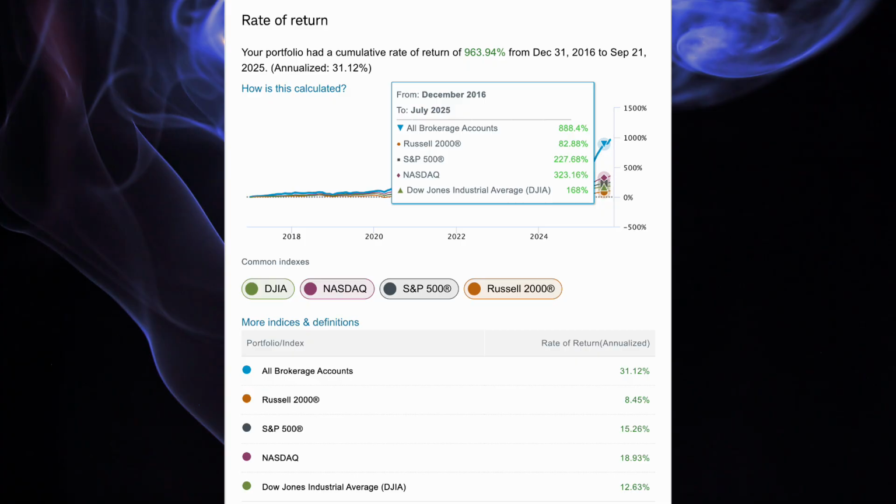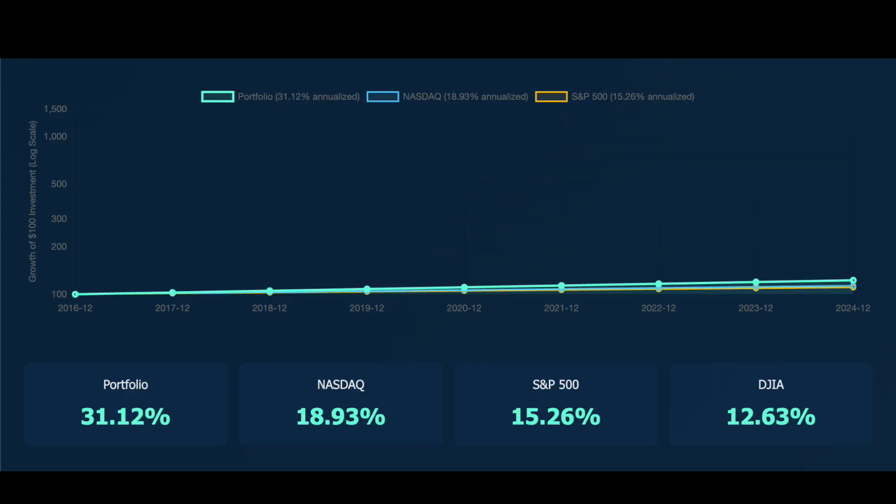But numbers in isolation can be misleading. The real question is, how does this performance compare to taking a different level of risk? As you can see, this portfolio significantly outperformed all major market benchmarks. It beat the Nasdaq by over 12 percentage points annually and the S&P 500 by nearly 16 points.